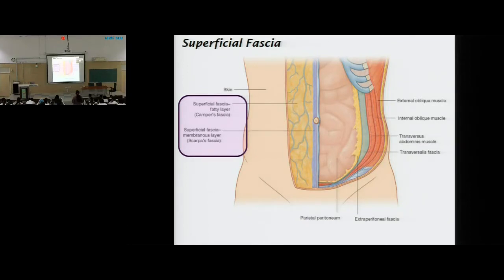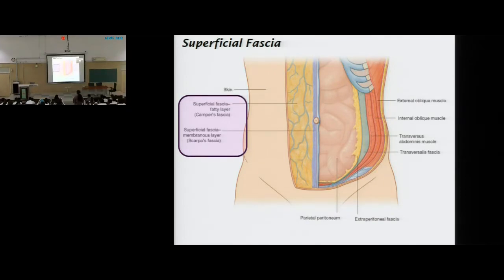Okay? Then it becomes continuous with the superficial fascia. Clear? Okay. In females, it is going to become continuous with the deep membranous layer. This deep membranous layer again, it is going to lie in this.